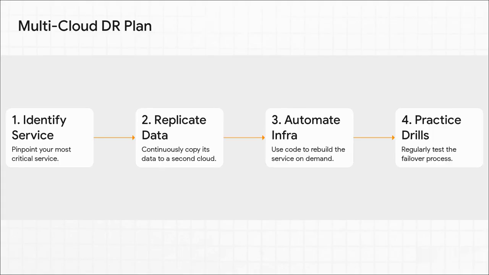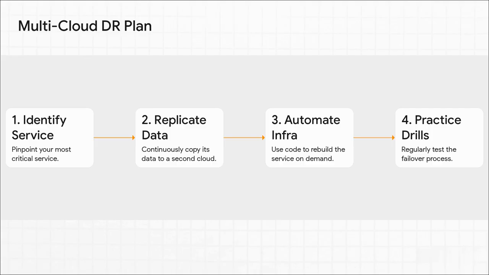So how do you actually do this? How do you put this insurance policy in place without it becoming this massive, overwhelming project? Well, here's a pretty straightforward plan. First, don't try to do it for everything. Identify just your most critical service. Second, just focus on replicating its data over to that second cloud.